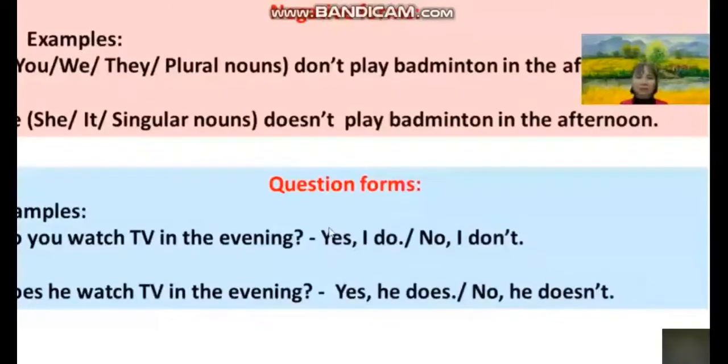And now the question form. Do you watch TV in the evening? Yes, I do. No, I don't. Do they watch TV in the evening? Yes, they do. Or no, they don't. The second example: does he watch TV in the evening? And the answer: yes, he does. Or no, he doesn't. Or does she watch TV in the evening? Yes, she does. Or no, she doesn't.